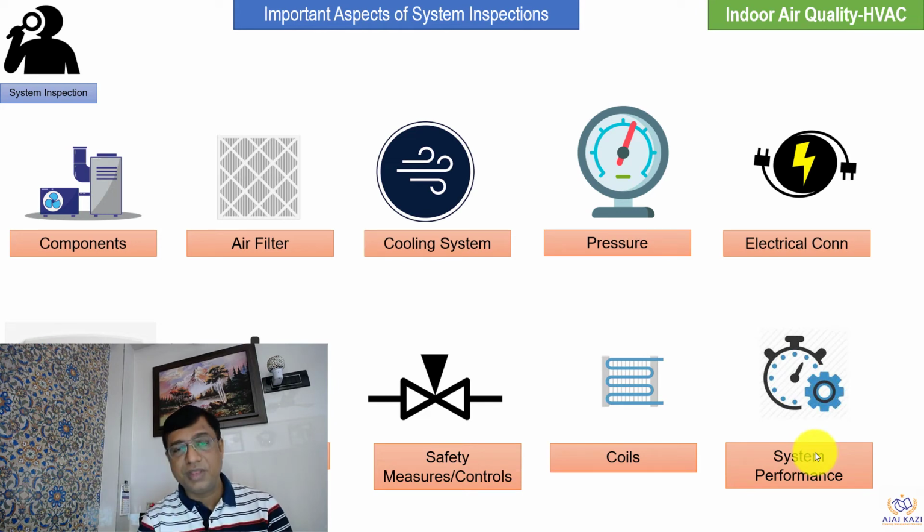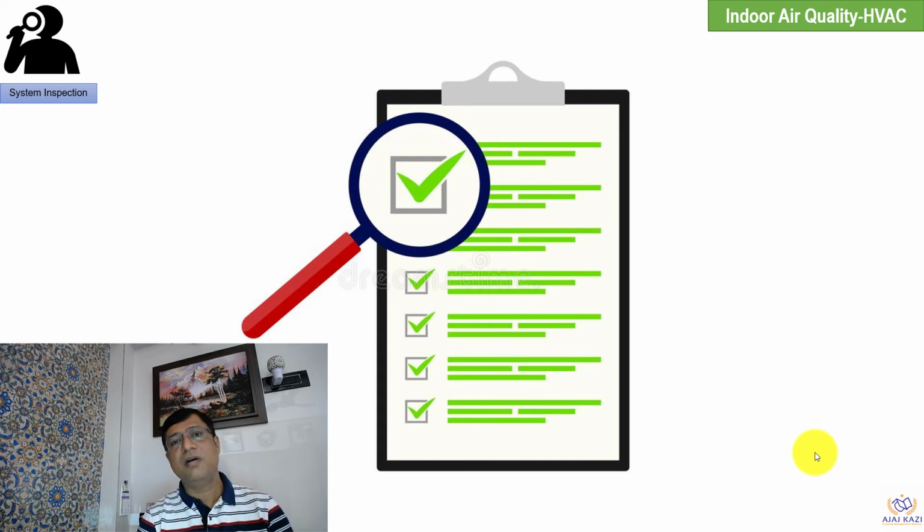Coils, whether the coils are in proper condition or they are about to leak, and overall system performance, whether the system design and system performance are the same or is there a deviation. If there is a deviation, what are the causes, and then we can take action. So the overall approach of system inspection is very, very important, and we have to have a proper checklist for looking at the system inspections. I have just narrated some of the components which have to go through the system.